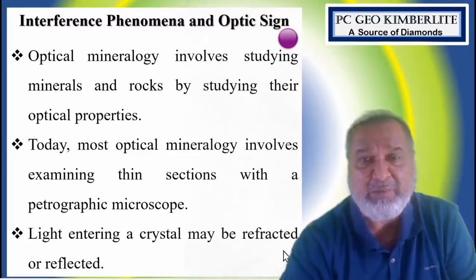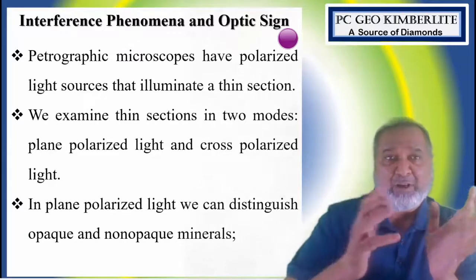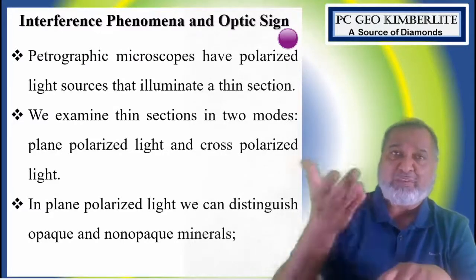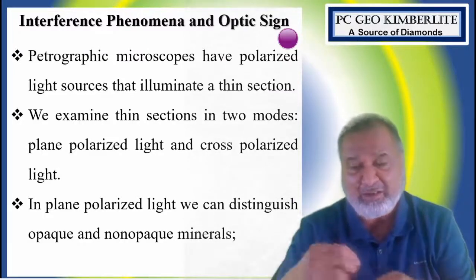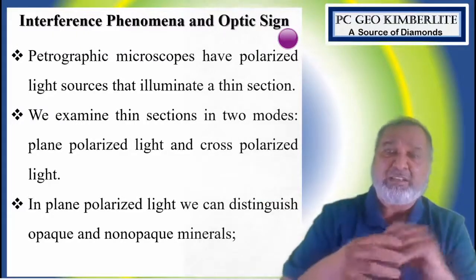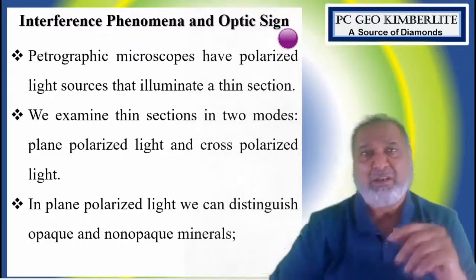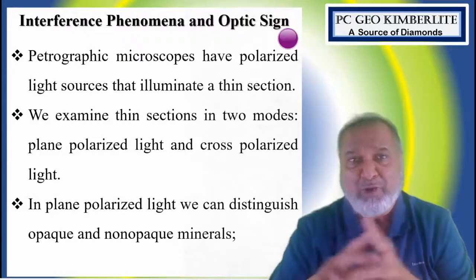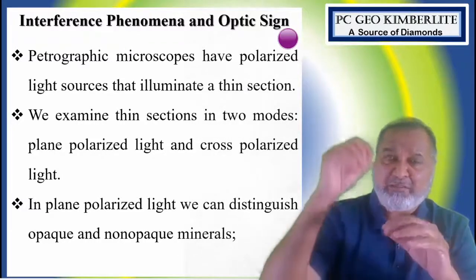Light entering a crystal may be refracted or reflected. Petrographic microscopes have a polarized light source that illuminates a thin section, because the polarizer, the lower prism, is always there. So the light coming from this polarizer is vibrating in plane polarized light. Above that the condenser is there, and the condenser completely filters the rest of the light which is vibrating in a different direction. The light coming out is 100% plane polarized light, and it is incident on the glass media, where we have the Canada balsam, the mounting medium.